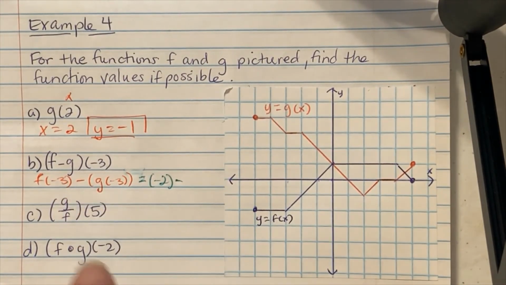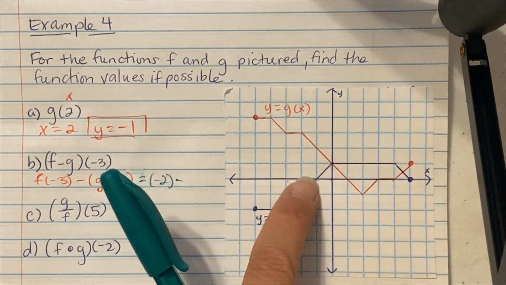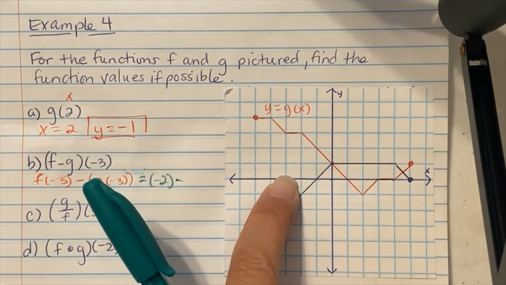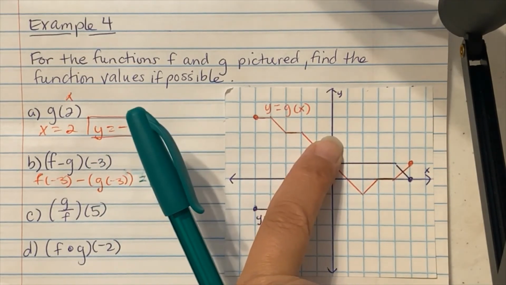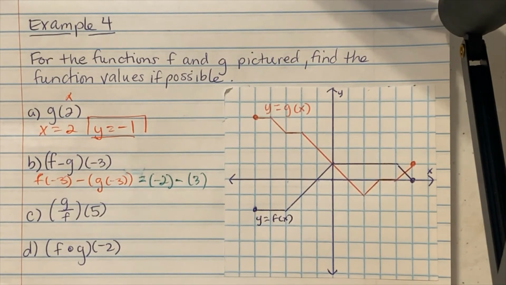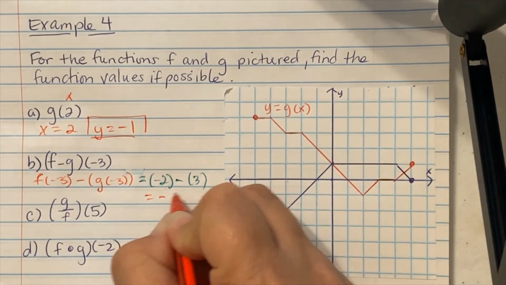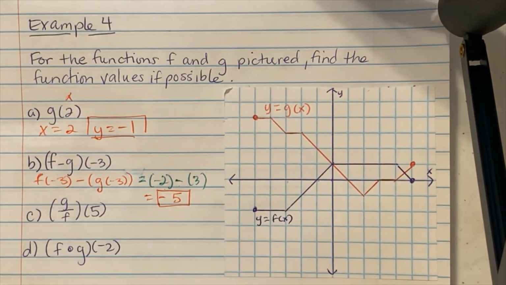I'm going to my g line. I'm going to negative 3. Negative 1, negative 2, negative 3. And I go up. I'm at y equal to positive 3. So I'm going to put 3 in parentheses. When you look here, it's negative 2 minus another 3, making it negative 5 as an answer.